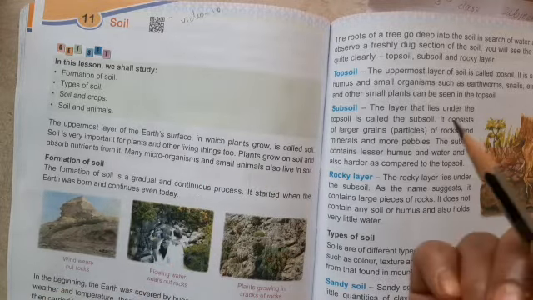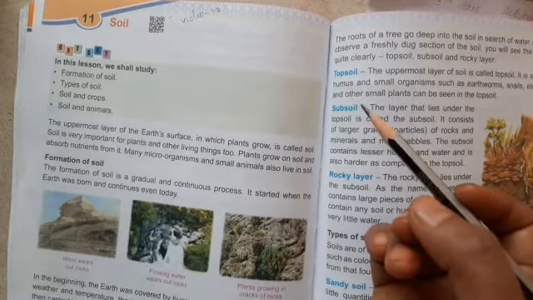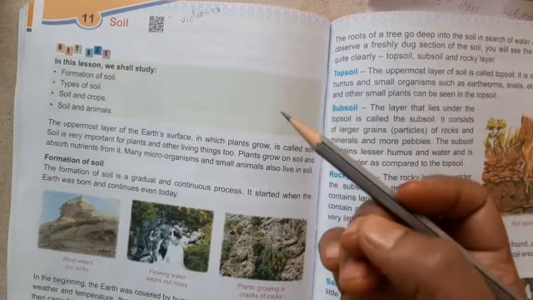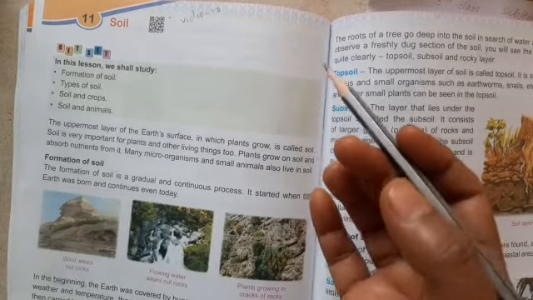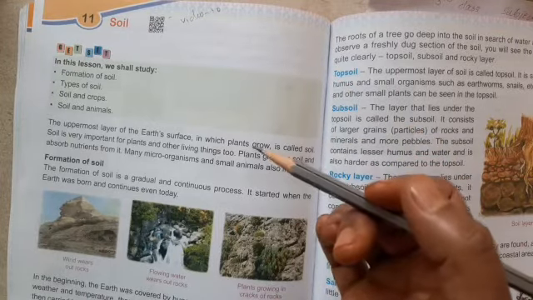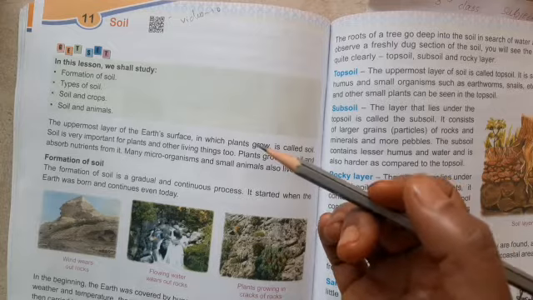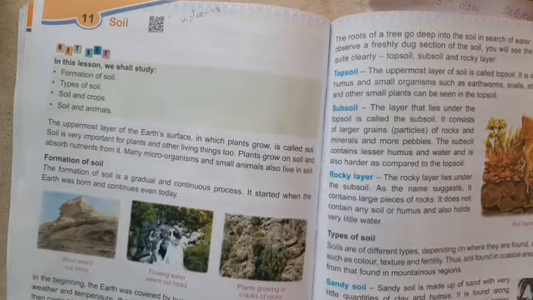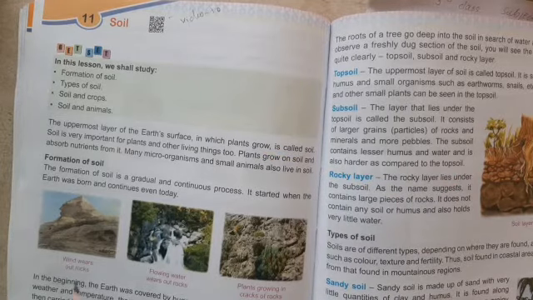Plants need soil to grow. They absorb important nutrients from soil. They absorb water from soil. They stand firm in the soil. If they want to stand neatly and firmly, they need soil. Along with plants, microorganisms and small animals also live in soil. They also need soil to live.